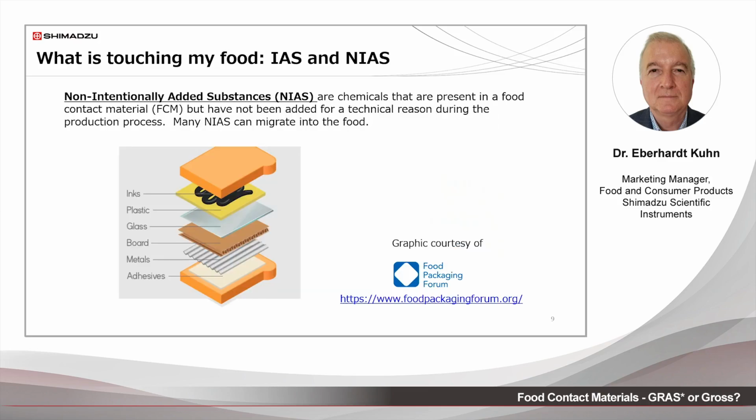One final term or acronym that you might hear is non-intentionally added substances, NIAS. Of course, there are also intentionally added substances, but the focus is on the non-intentionally added substances because those are the ones we are looking for and the ones we don't know. They're the unknowns, and they can migrate into the food from the food contact materials. They could be things like unreacted monomers, degradation products, and things of that nature.